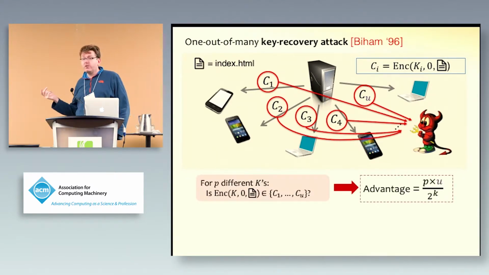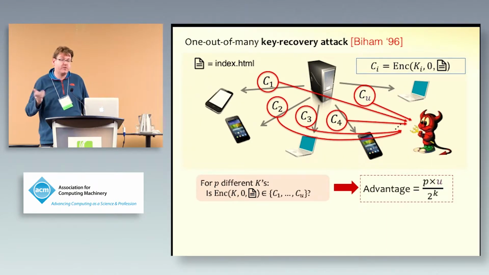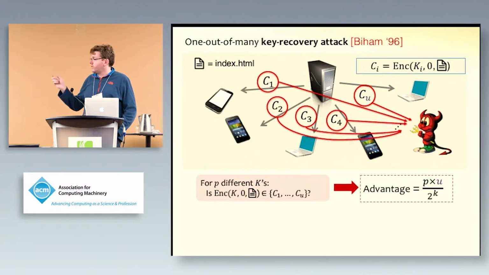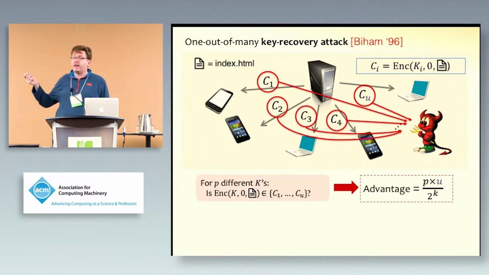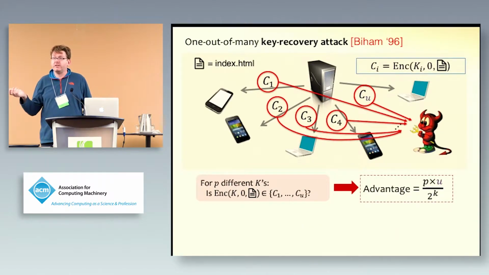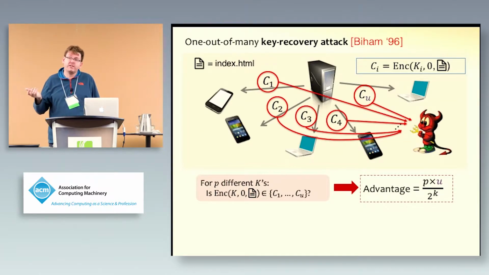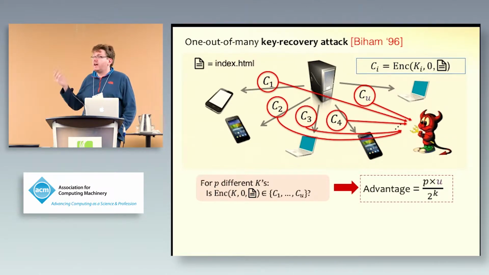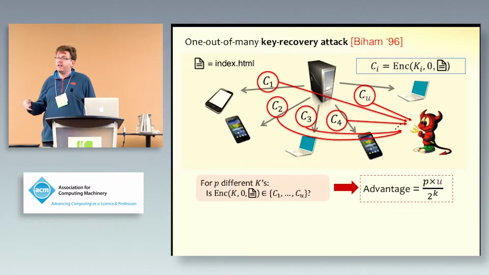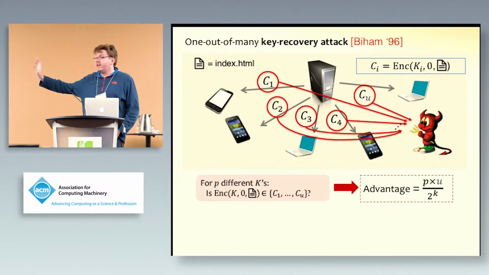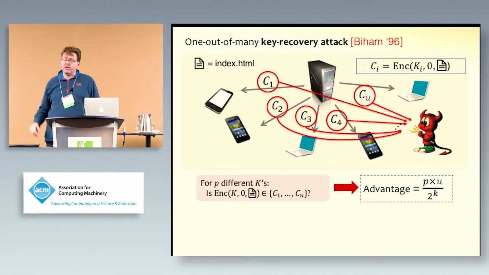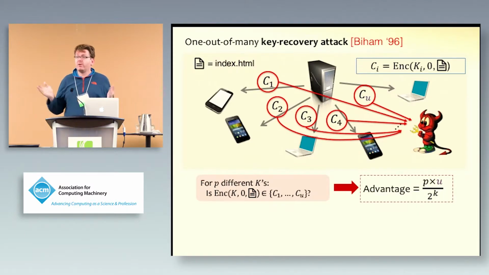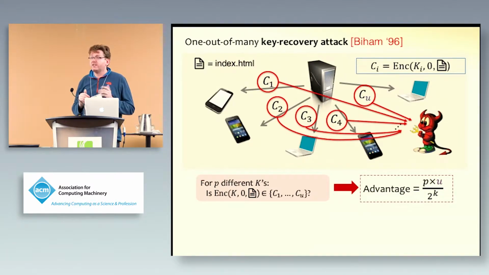What the attacker can do is just try different key guesses, say P of them at random, and then check every one of them. He just re-encrypts the index file and then checks the result against the U intercepted ciphertexts. If it succeeds in one of these trials, then the attacker is pretty likely to have found the key of the corresponding session and can then decrypt later traffic that might be more sensitive. If you look at the advantage or the success probability of this attack, you'll see that you have P trials, and in each one of them you have roughly probability U over 2 to the K of succeeding in finding the key.